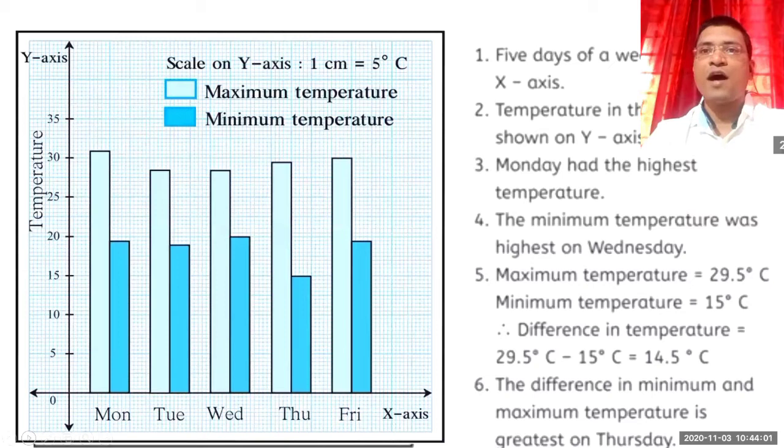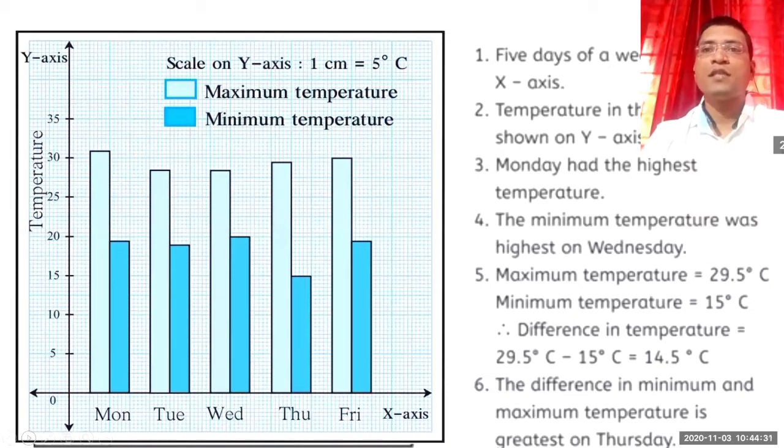Now the fifth answer, second last: on Thursday, maximum temperature is 29.5 degrees Celsius and minimum temperature is 15 degrees Celsius. So hence the difference in temperature is equal to 29.5 degrees Celsius minus 15 degrees Celsius. The answer is equal to 14.5 degrees Celsius. Okay.